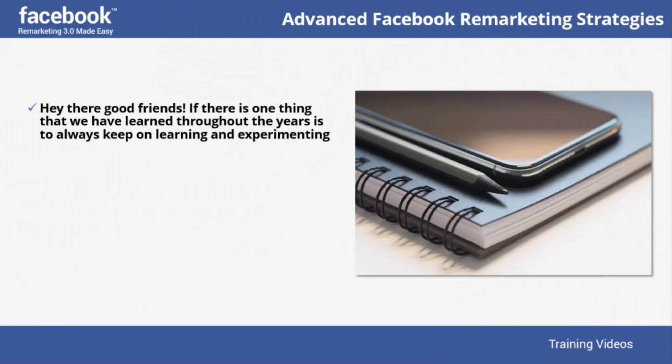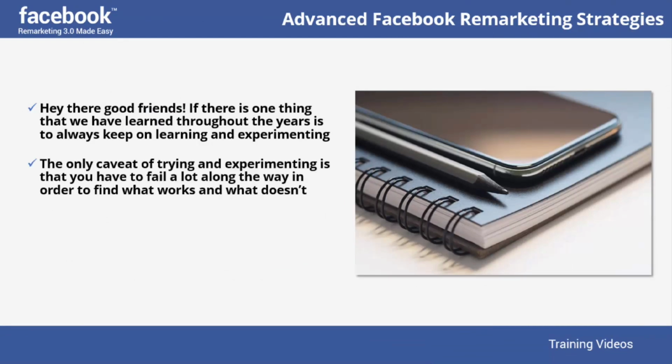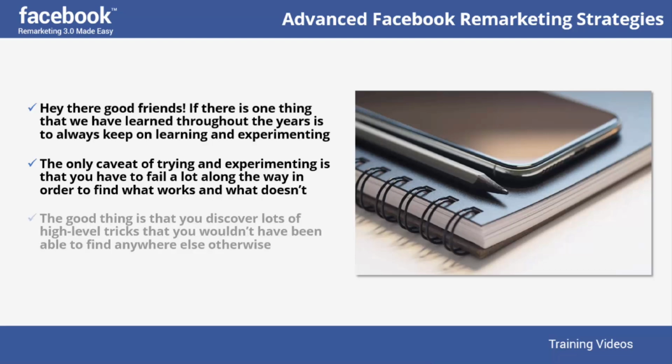Hey there, good friends. If there's one thing that we have learned throughout the years, it is to always keep on learning and experimenting. The only caveat of trying and experimenting is that you have to fail a lot along the way in order to find out what works and what doesn't. The good thing is that you discover lots of high-level tricks that you wouldn't have been able to find anywhere else otherwise. Here are some of the best tips and tricks that have worked for us over the years.